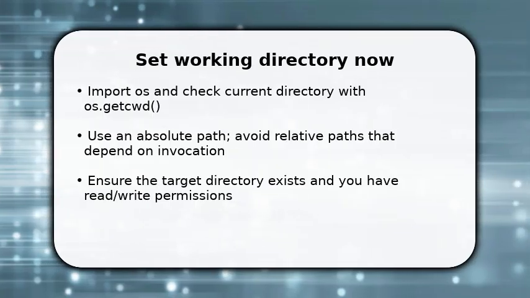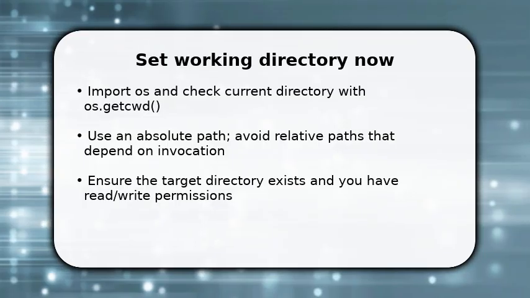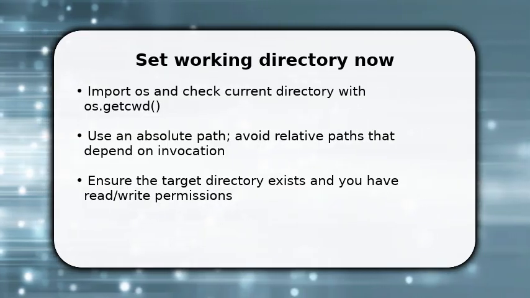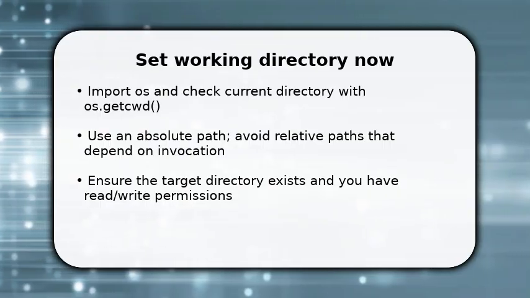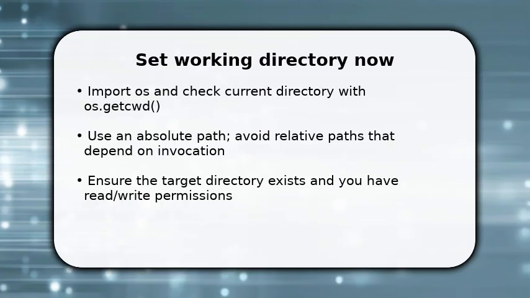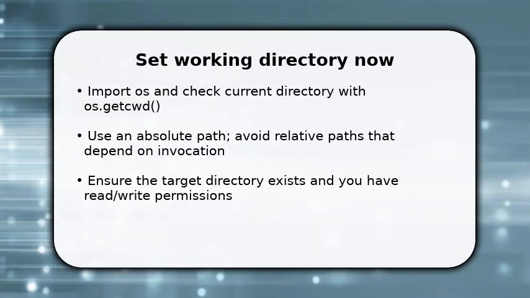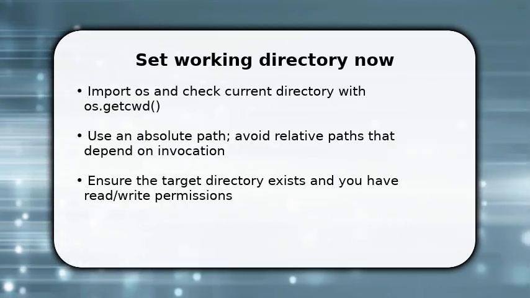You start by importing os and immediately checking where Python is running. Once done, prepare an absolute path string to the folder you want. You call os.chdir with /full/path/to/dir to change the process working directory.